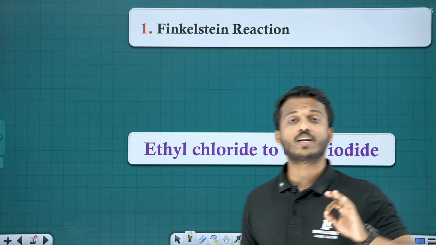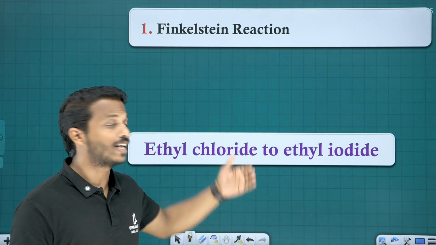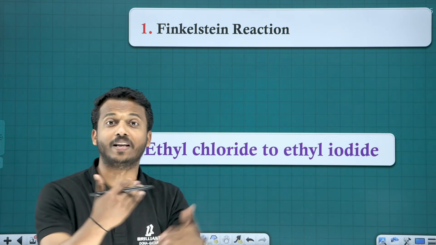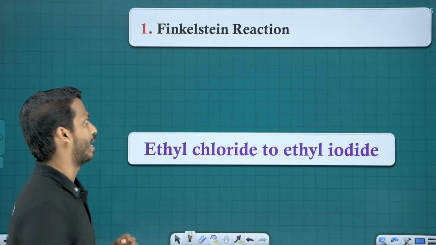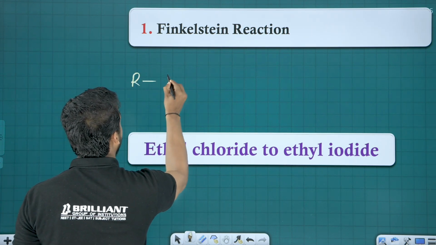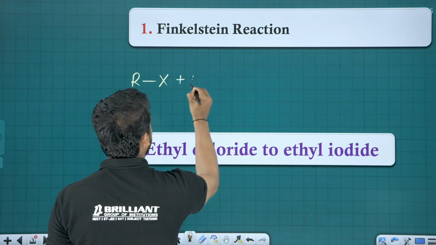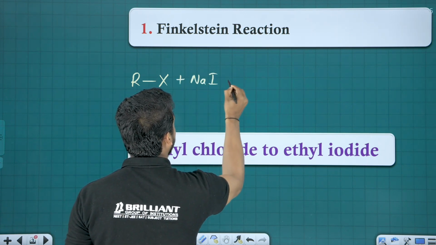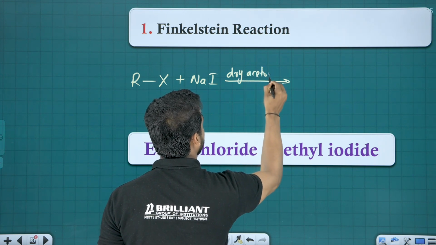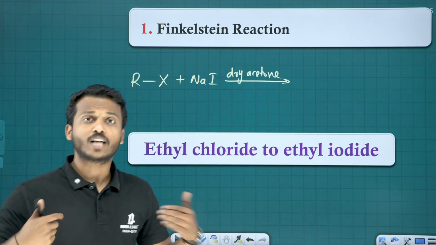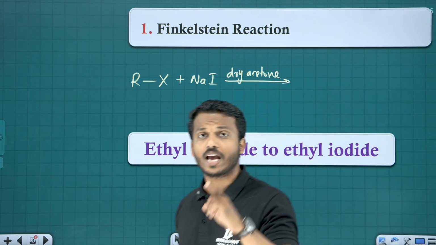What is that? Finkelstein reaction. Here we are not just discussing what the reaction is. Let us explain with some examples what's happening there. Ready? So Finkelstein reaction. What is Finkelstein reaction? You have a haloalkane RX. Haloalkane when treated with sodium iodide, NaI, in dry acetone medium. Dry acetone.